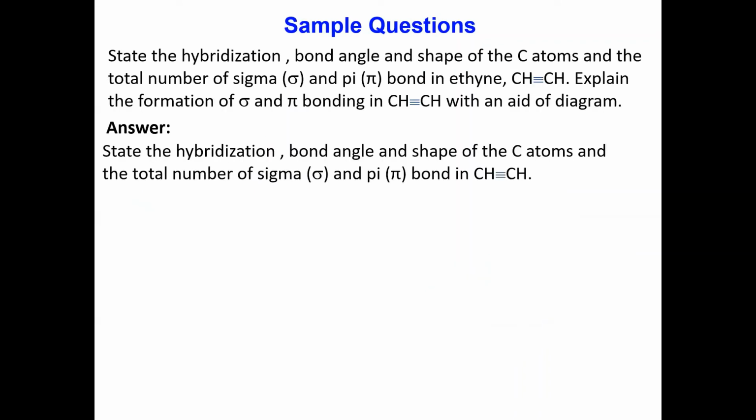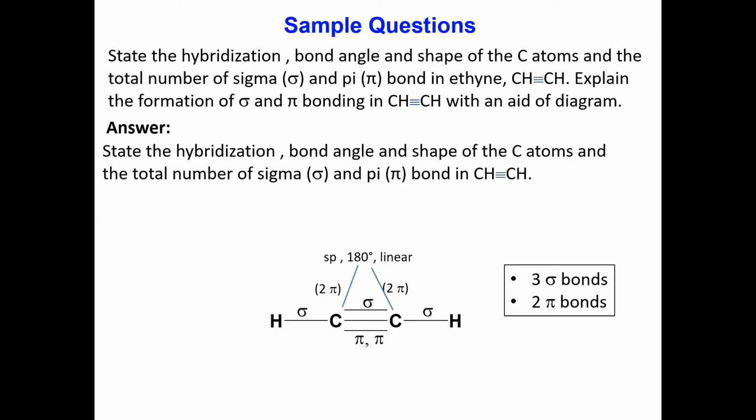And we have another question. State the hybridization, the bond angle and shape of the carbon atoms and the total number of sigma and pi bonds in ethyne, CH triple bond CH. Explain the formation of sigma and pi bonding in ethyne with the aid of the diagram.